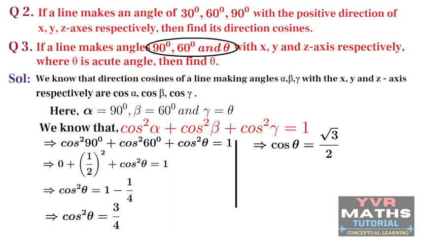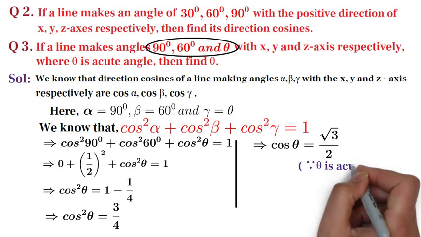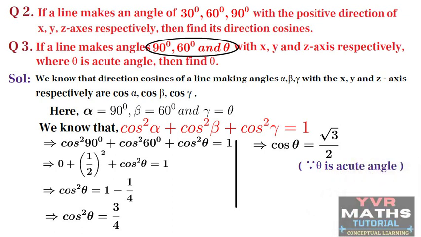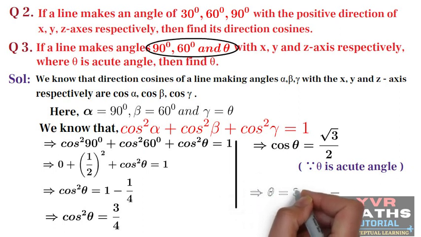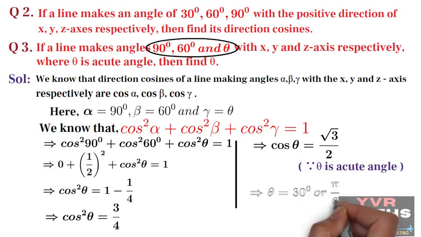Why did I take only root 3 by 2? Why can't we take plus or minus root 3 by 2? If you observe the given question, they clearly gave that theta is an acute angle. So acute angle means the required angle should be from the first quadrant. That's why I am taking the cos theta value as a positive result. Cos theta is equal to plus root 3 by 2. So based on trigonometric knowledge, in the cos table, for which angle are we getting root 3 by 2? For 30 degrees. Therefore, the required angle is theta equal to 30 degrees or pi by 6 radians.